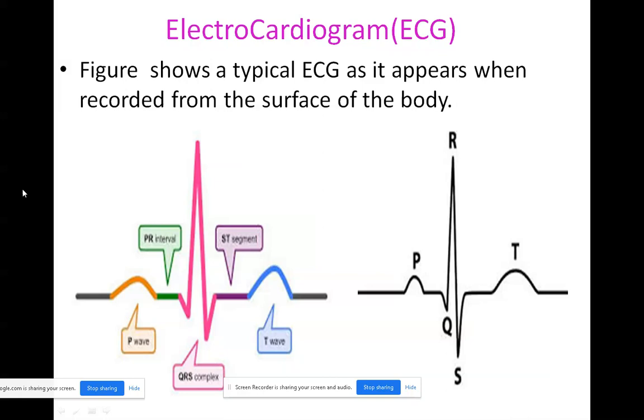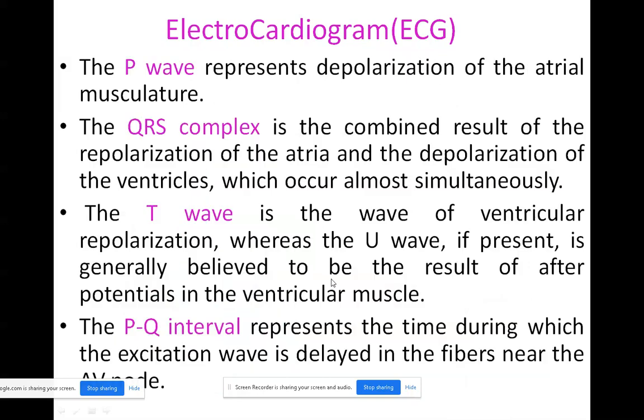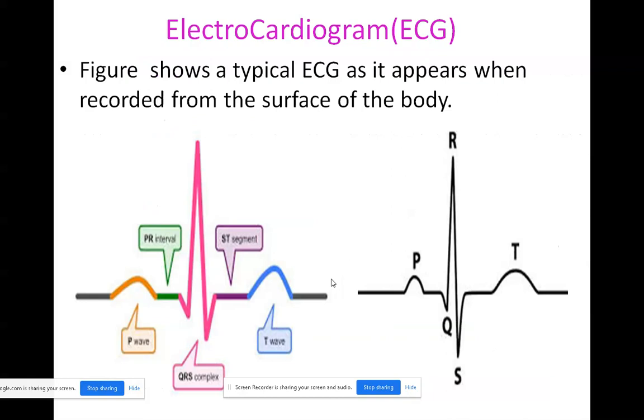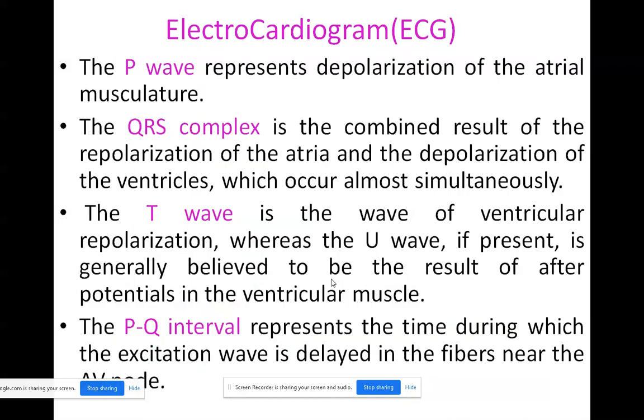Then R, S, and then this is T. The blue color is the T wave. In between the T wave and the QRS complex, you will have an interval that will be called the ST interval or segment. Interval, you can also say it as a segment. You can see all these waves in detail.